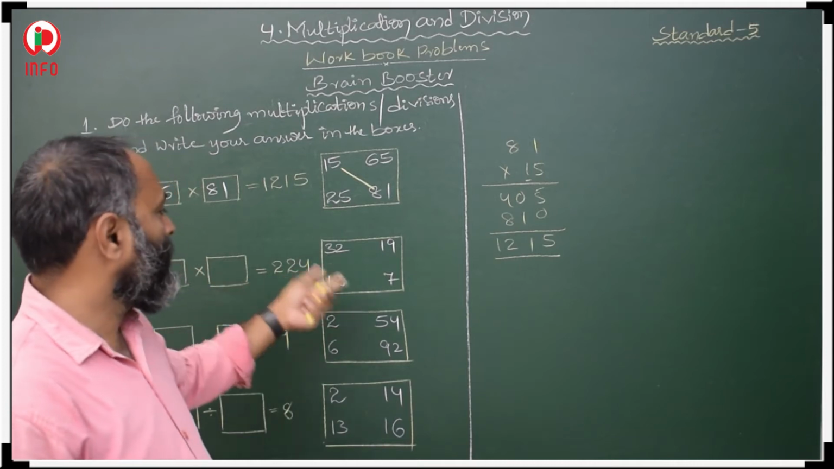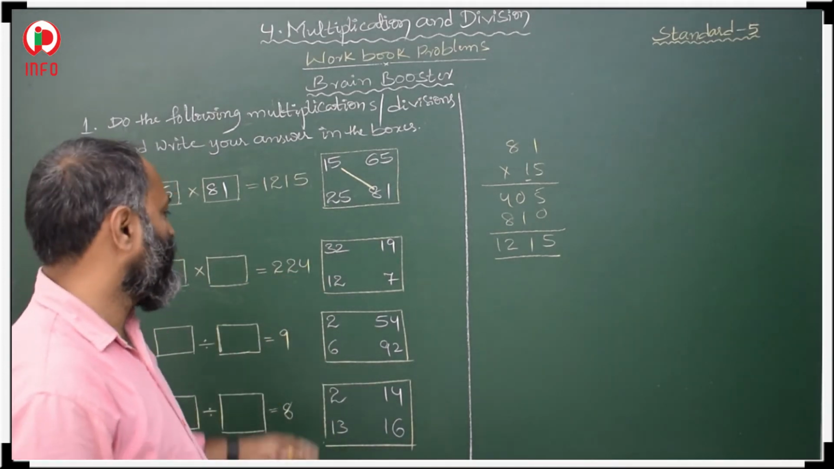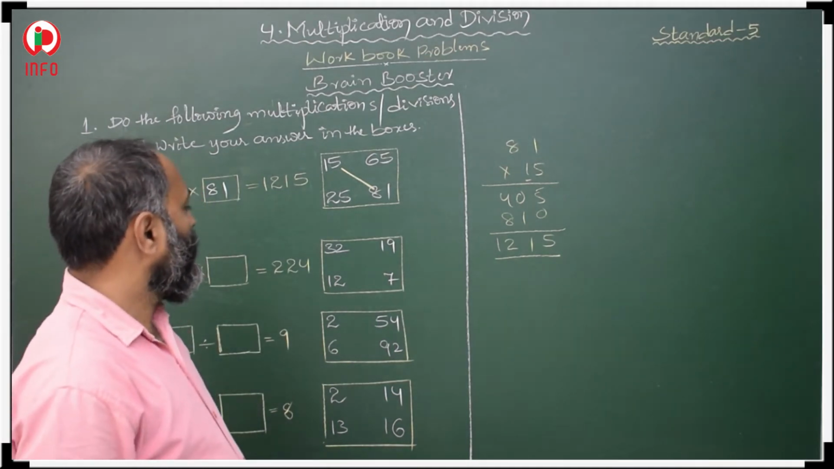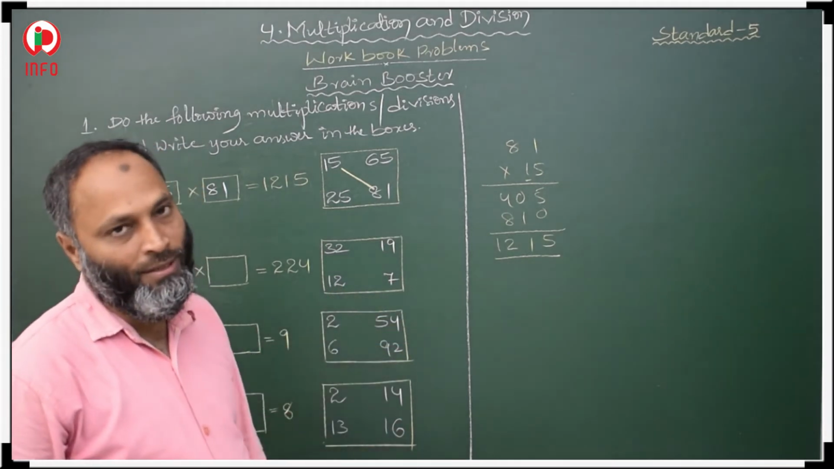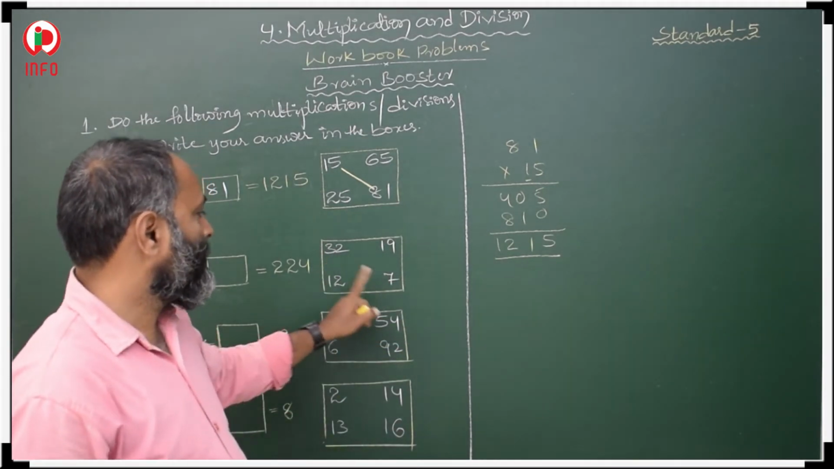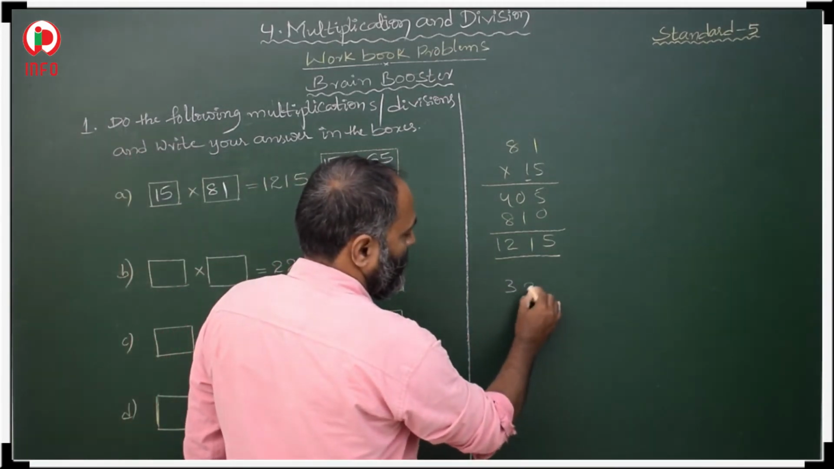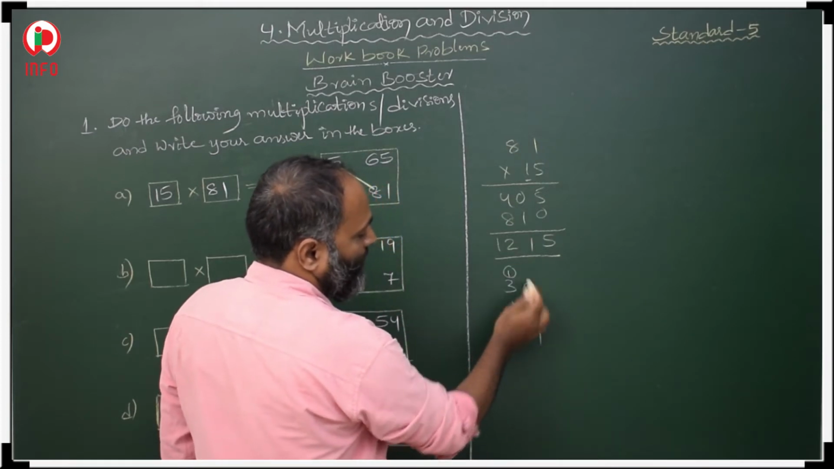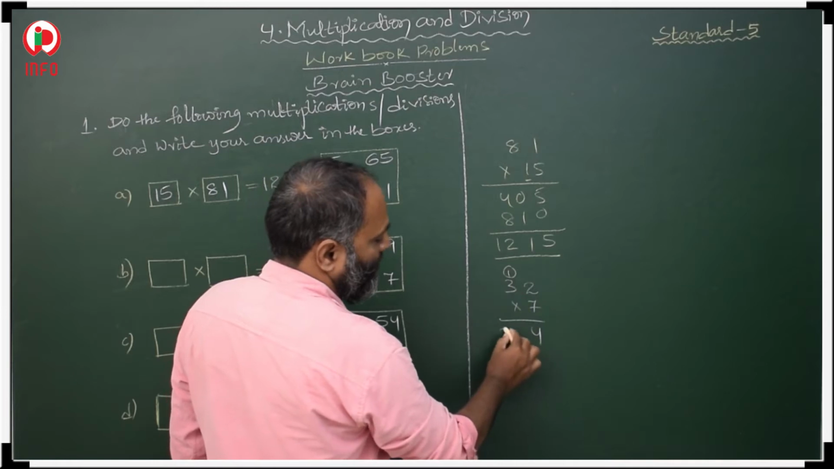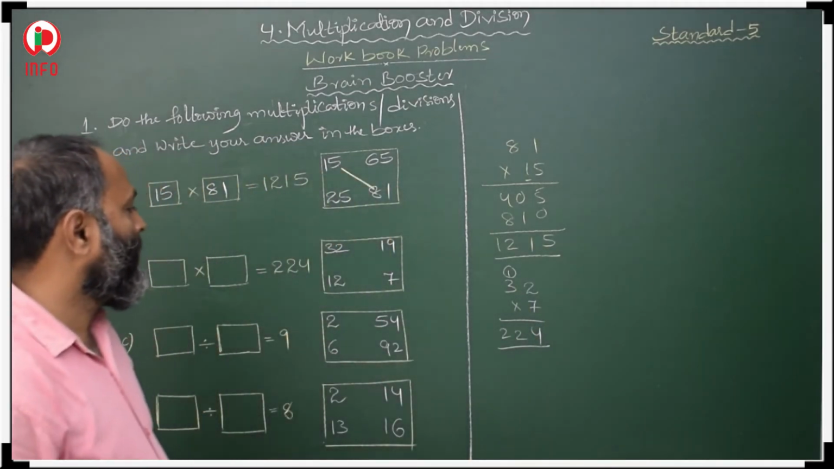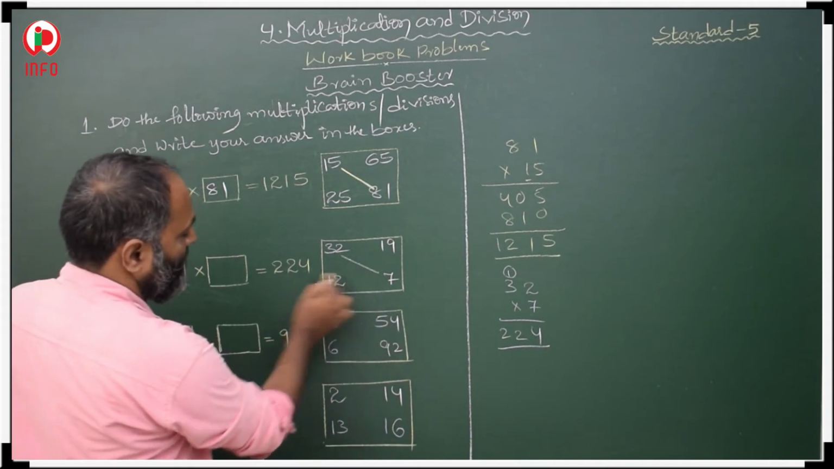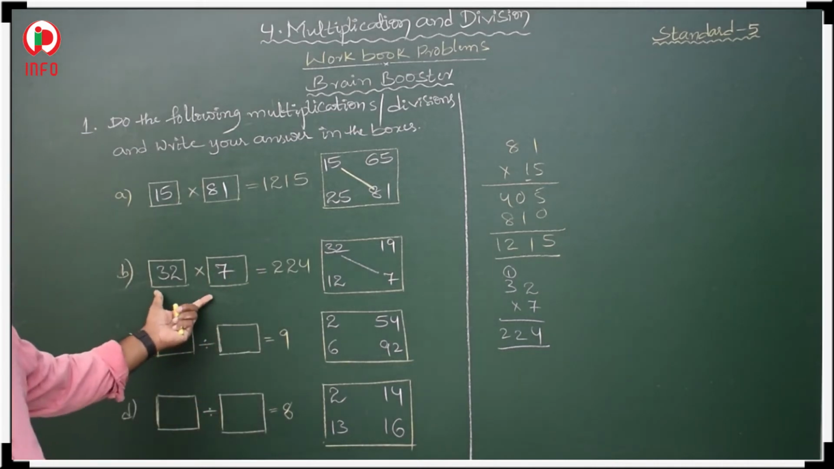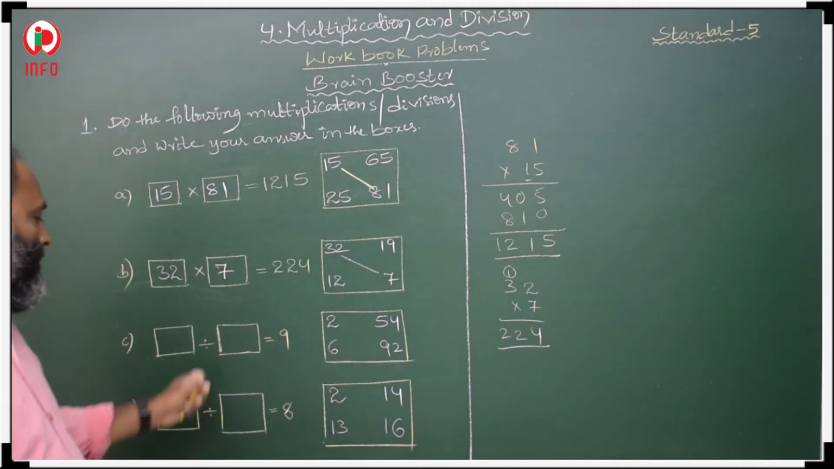Here 224. Which two numbers do we have to multiply so that we get 224 as our answer? Here see, 12 sevens are 84. Check 32 sevens. 7 twos are 14 and 1 carried. 7 threes are 21 plus 1, 22. 224. 32 sevens are 224. We have to write 32 sevens here.